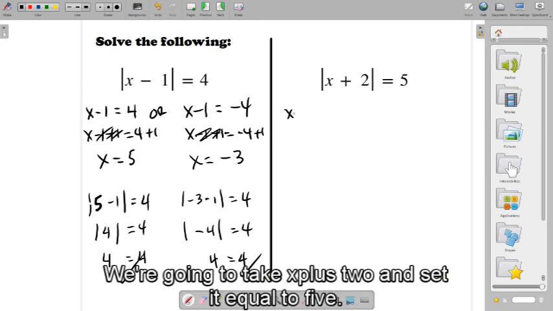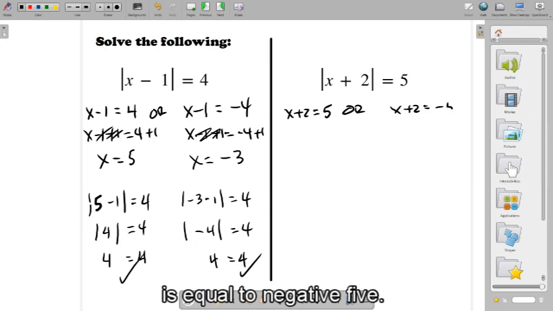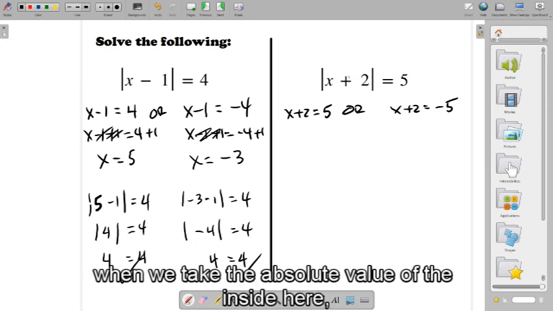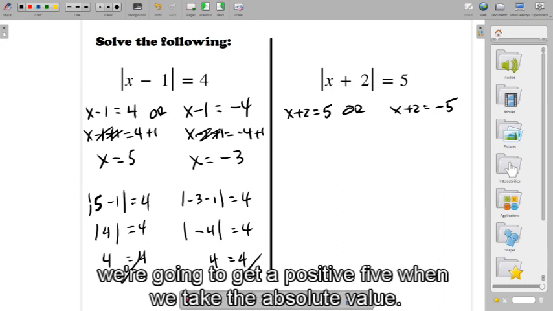Let's take a look at this one. We're going to take x plus 2 and set it equal to 5, or the stuff on the inside is equal to -5. X plus 2 equals -5. Because when we take the absolute value of the inside here, if that's a negative, we're going to get a +5 when we take the absolute value.